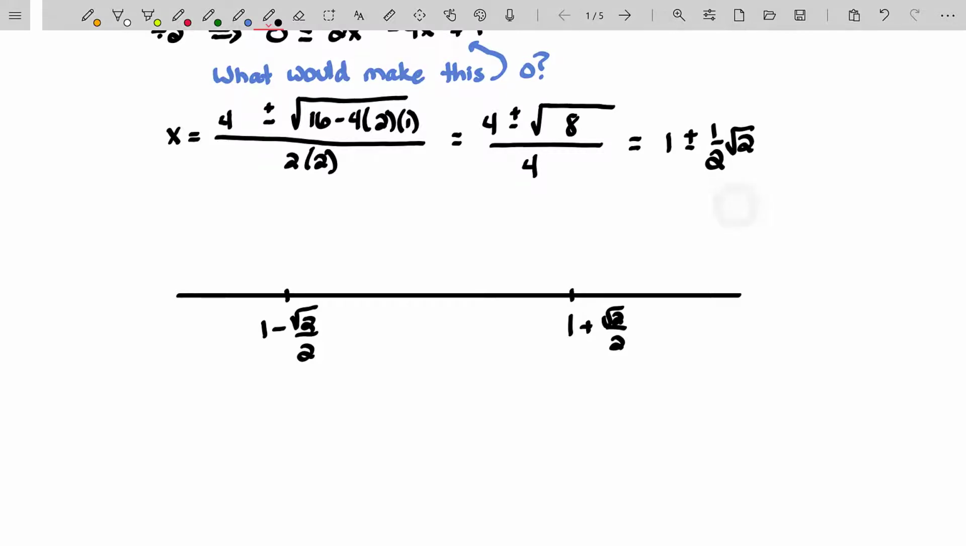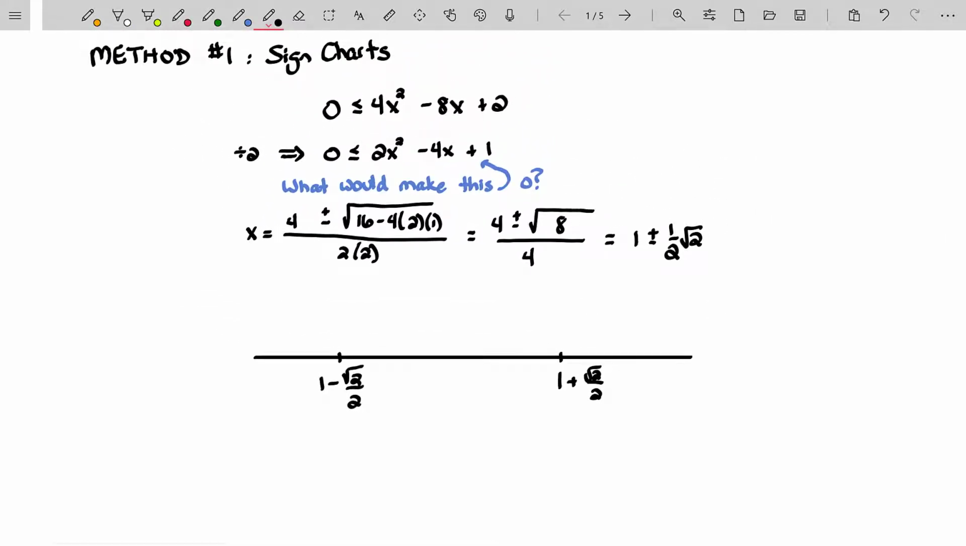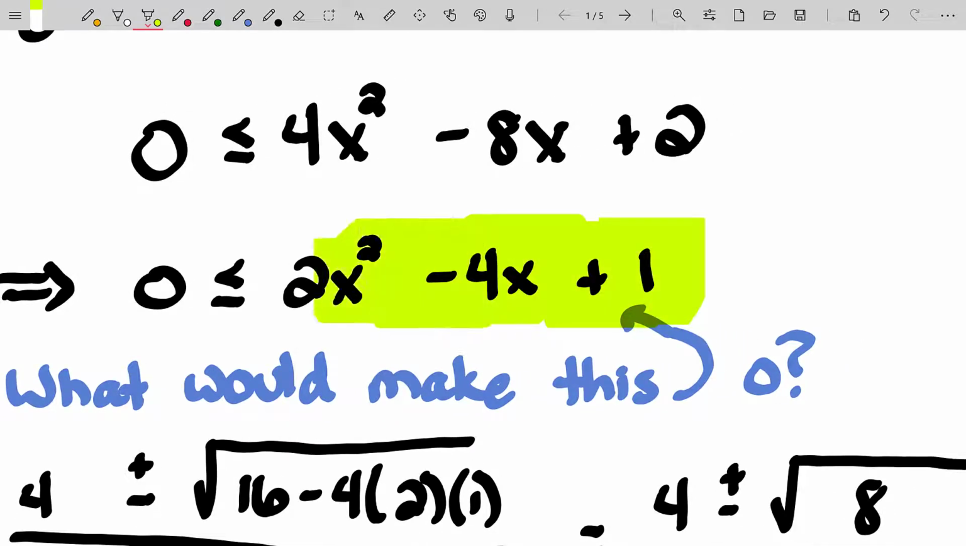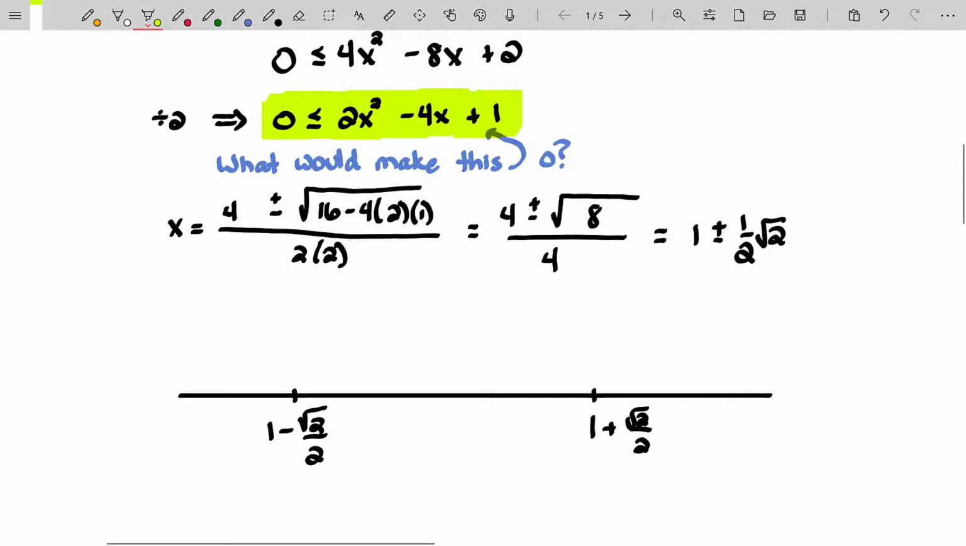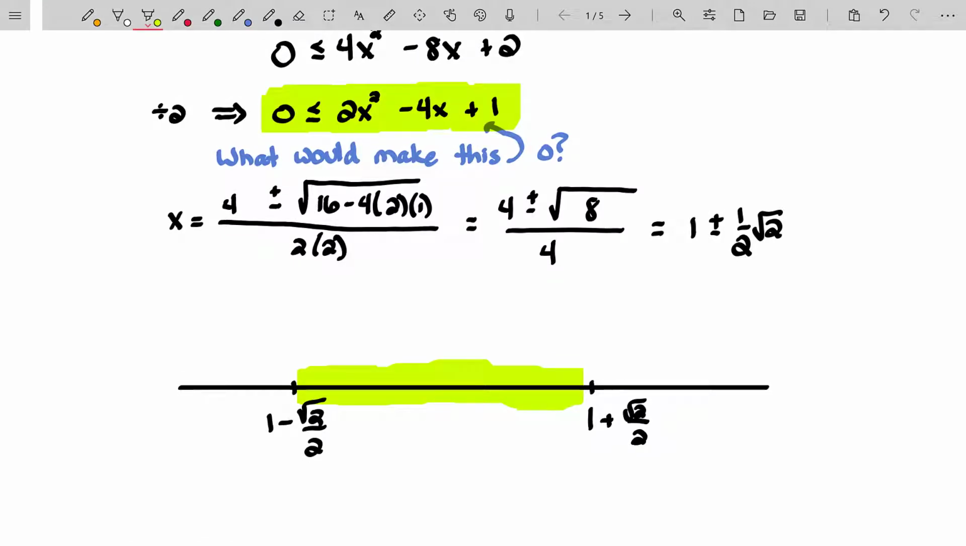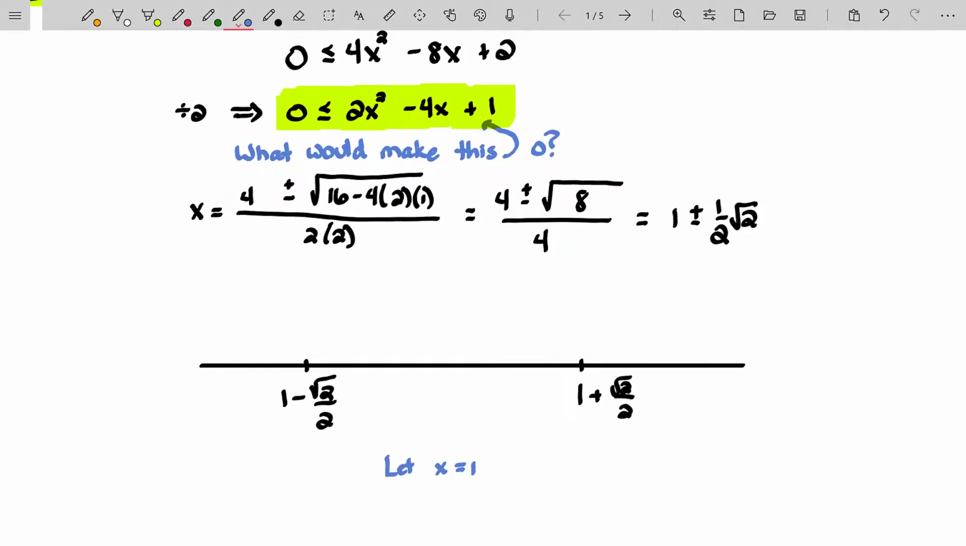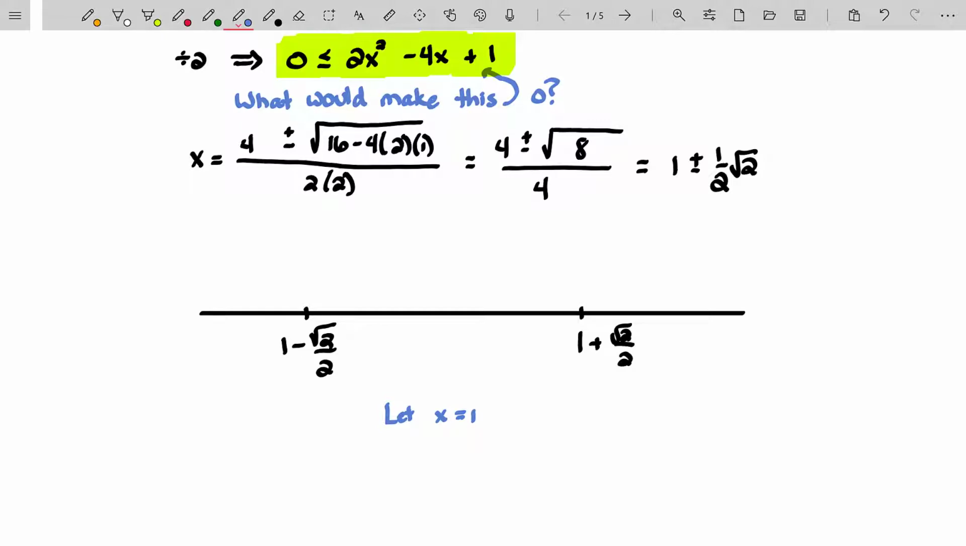So we have our number line. Now what do we do with that number line? Well, we're making a sign chart. And what you're going to do is go to the last inequality that you have, this guy right here, and plug in numbers in each region to see if that quadratic expression satisfies this inequality or not. For example, a number between 1 minus root 2 over 2 and 1 plus root 2 over 2, well, that's a number like 1. So if you were to try a number like 1 in your quadratic inequality, you would find out whether or not your quadratic inequality is satisfied.